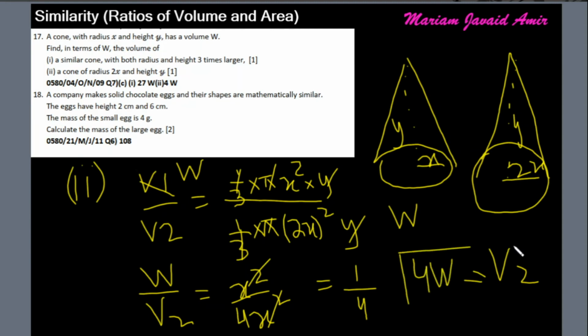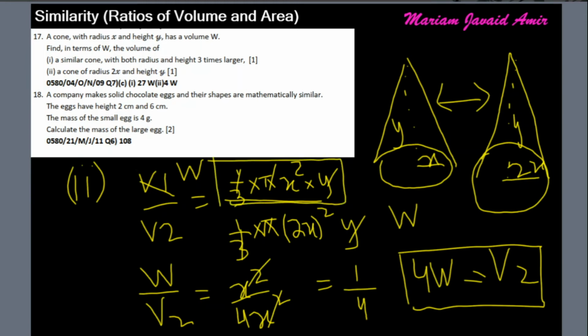So again I'm repeating, these two cones are not similar now. So we can't use v1 over v2 equals L1 over L2 whole cube. We can instead use the actual formula for the volume of a cone. In fact, this formula should have been given in the question as well. Yes, the formula is actually given. I did not type it by mistake.